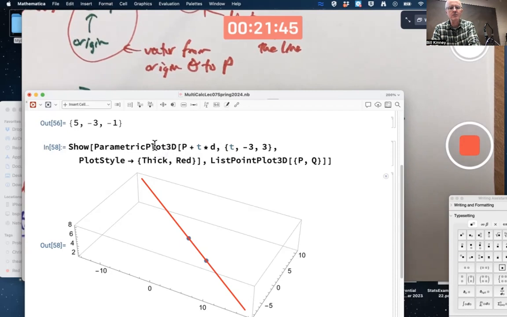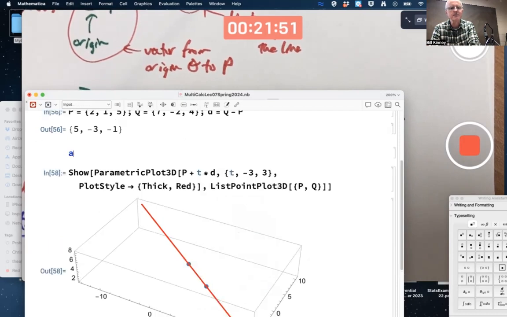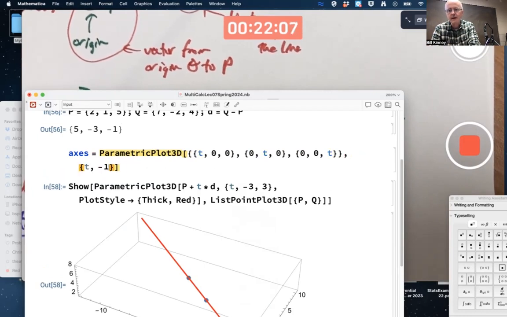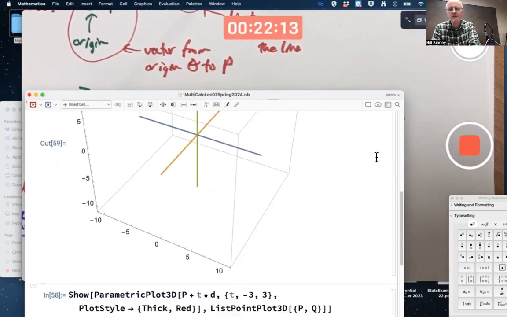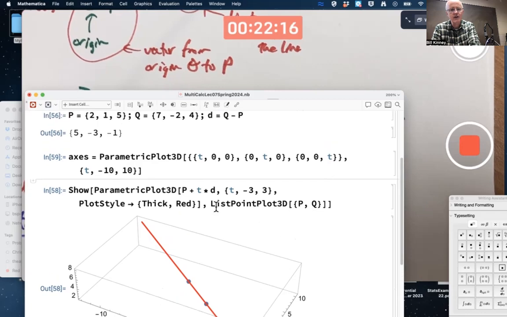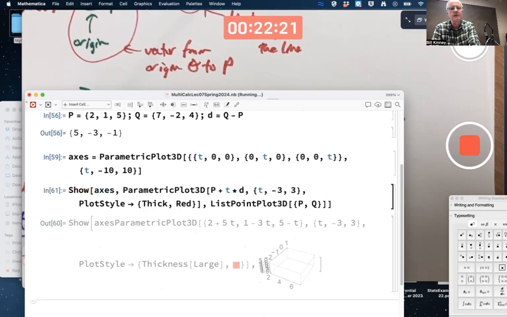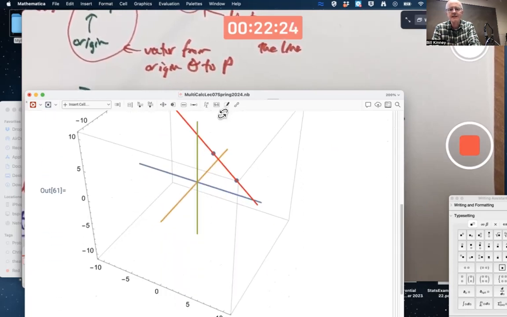But I could also maybe do another parametric plot 3D in here to plot the axes. In fact, maybe it'd be best to do this. Axes, parametric plot 3D. I showed you this before. {T, 0, 0}, {0, T, 0}, {0, 0, T}, T going between, oh, I don't know, -10 to 10. And once I've got that in there, it's stored in the variable that I called axes that I can put in here as well. Oops, with a comma. There we go. So there you see it with axes.